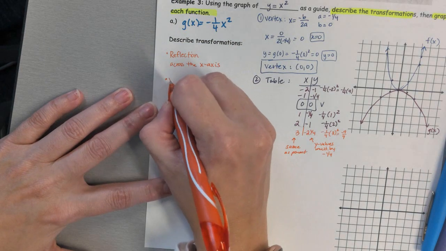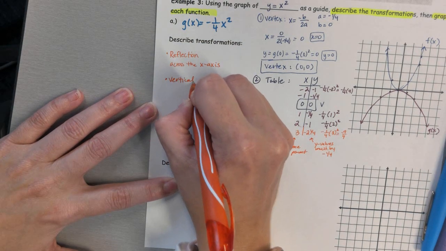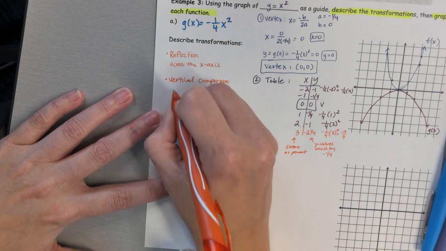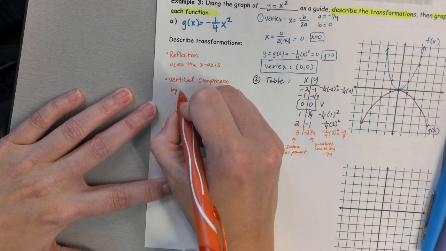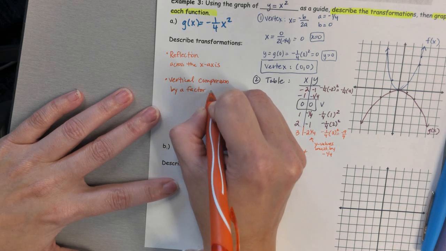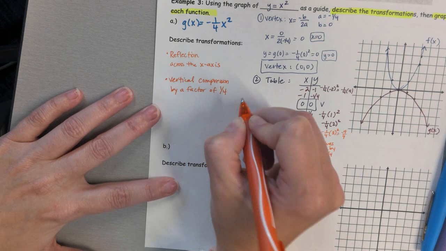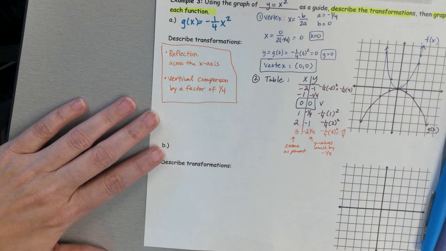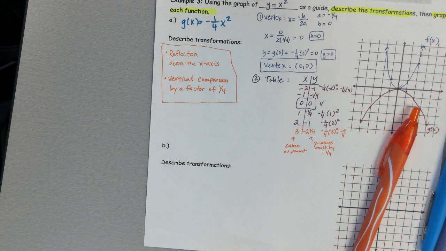We know that the negative goes with the reflection, so this is just going to be a vertical compression. Why compression? Because the absolute value is between 0 and 1, so by a factor of 1/4. Again, you use the absolute value because the negative goes to the reflection.